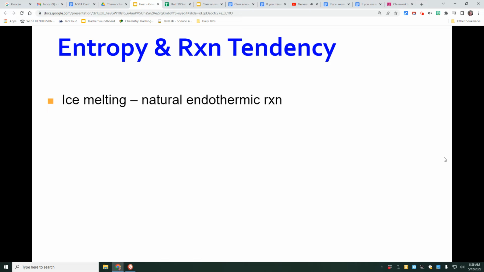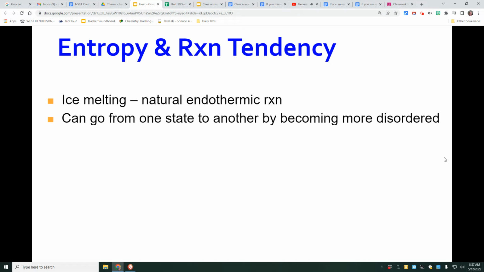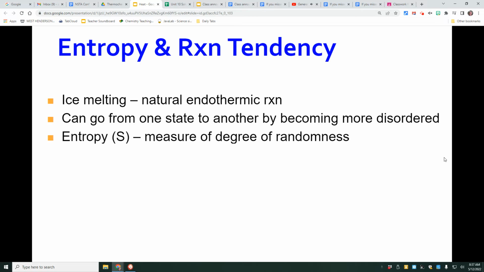So ice melting is a natural endothermic reaction. At 0 degrees C, ice is going to melt on its own and doesn't have to be forced. And it does that by going from a solid state where there's a whole lot of order, because remember that kinetic molecular theory, particles are just going to be vibrating in a solid. And then when they go to a liquid, those particles can move around a bit more. So there's a bit more disorder in liquid water than there would be in solid water or ice.